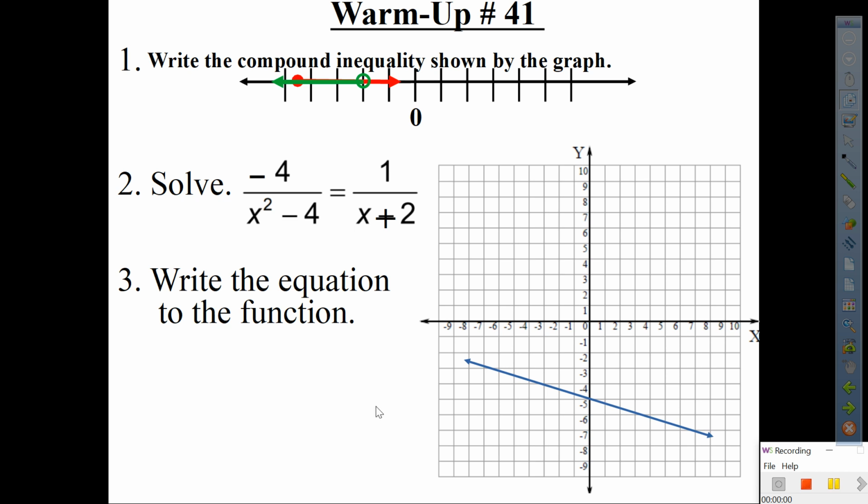For number 2, it says solve, and we have the fraction -4 over x squared minus 4 equals 1 over x plus 2.